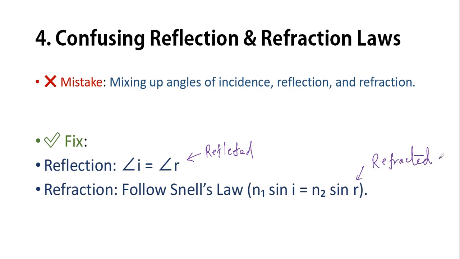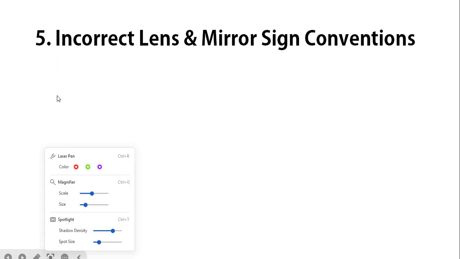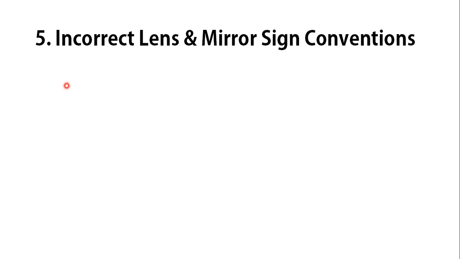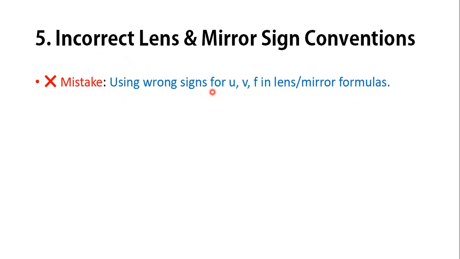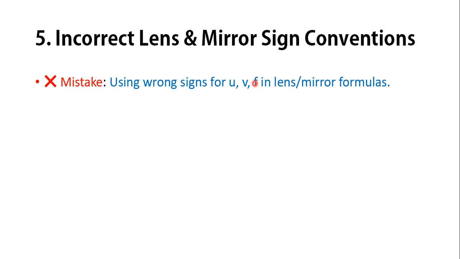Okay, next, number 5, incorrect lens and mirror sign convention. Using the wrong sign of u, v and f in the lens and mirror formula. u is the object distance from the pole, v is the image distance from the pole, f is the focal length.